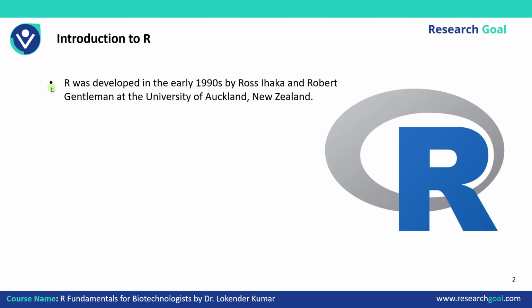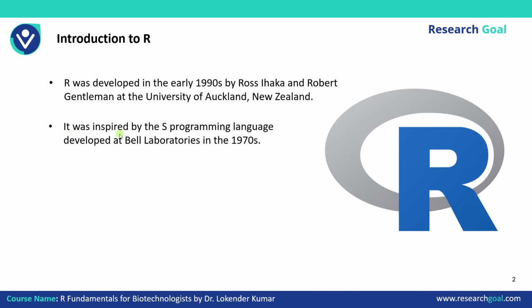Let's start with point 1, which is that R was developed in the early 1990s by Ross Ihaka and Robert Gentleman at the University of Auckland, New Zealand. The second one is that it is inspired by the S programming language. So R is connected with S, which was developed in Bell Laboratories in the 1970s. So that means you can understand R programming language is not new. It's been there, but now it's being used in various applications, especially in biotechnology and biology.